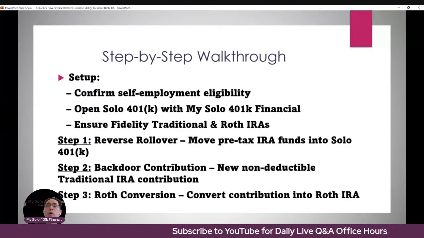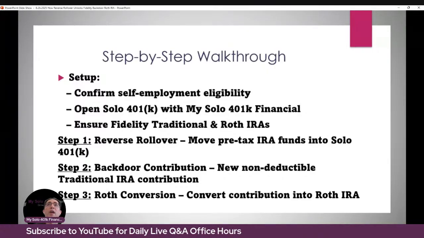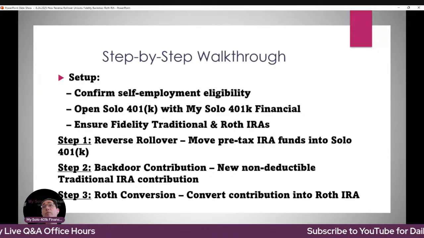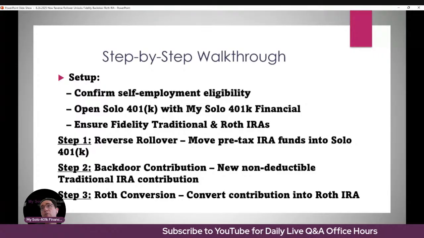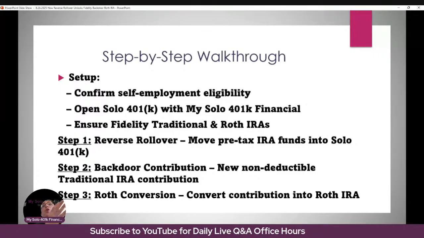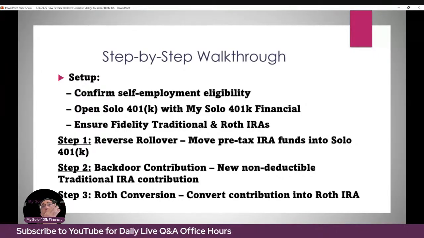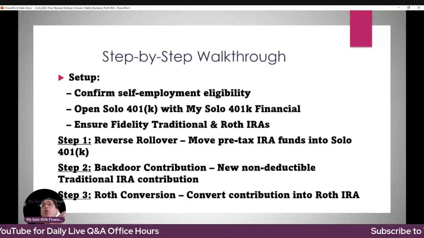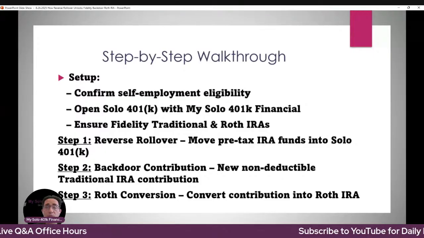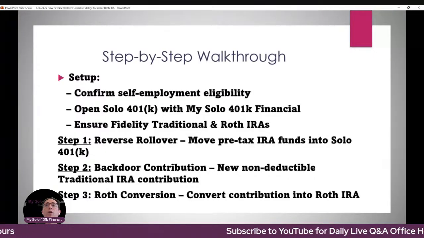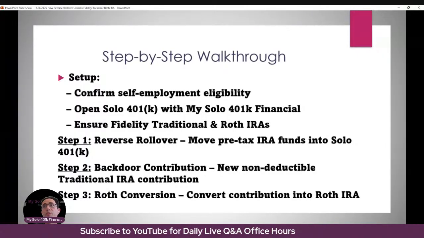You can do it easily on our website 24/7 at mysolo401k.net. Just click on open account and then solo 401k. Ensure that you've got the applicable accounts over at Fidelity, because ultimately this webinar is focused on doing a backdoor Roth IRA at Fidelity. So if that's your goal, you have to have a Roth IRA account at Fidelity and a traditional account at Fidelity where the non-deductible funds will ultimately be deposited.